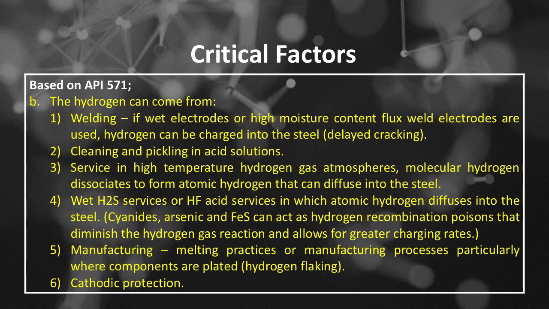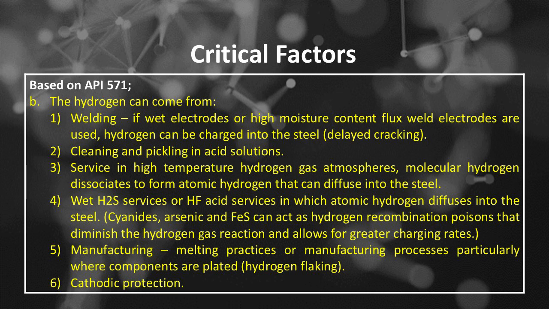Number B, the hydrogen can come from, number 1, welding. If wet electrodes or high moisture content flux weld electrodes are used, hydrogen can be charged into the steel, causing delayed cracking. Number 2, cleaning and pickling in acid solutions. Number 3, service in high-temperature hydrogen gas atmospheres. Molecular hydrogen dissociates to form atomic hydrogen that can diffuse into the steel. Number 4, wet H2S services or HF acid services in which atomic hydrogen diffuses into the steel.